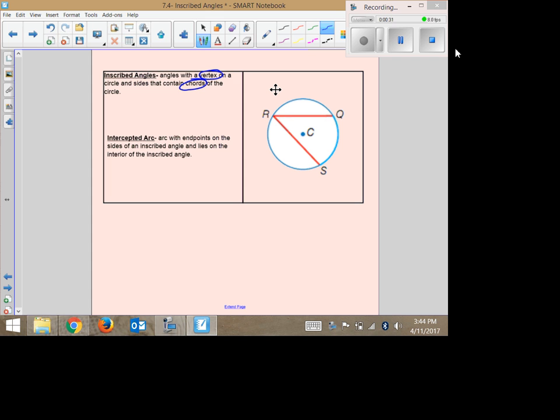An intercepted arc is an arc with endpoints on the sides of an inscribed angle, and lies on the interior of the inscribed angle. So the intercepted arc is this part right here, our QS. So note inscribed angles and intercepted arc.